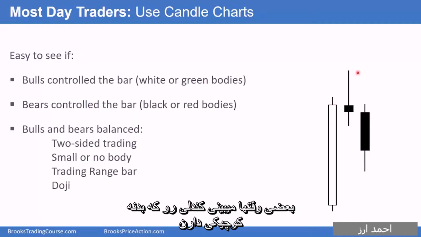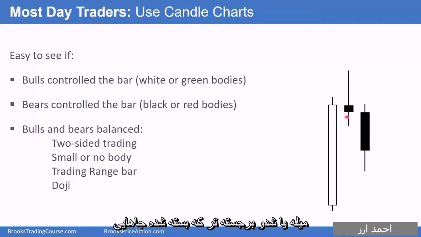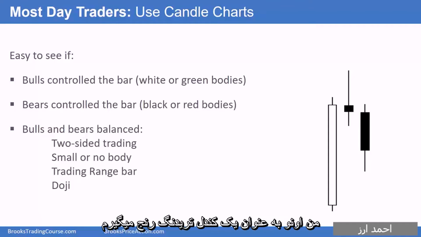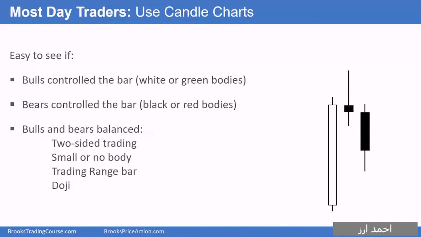Sometimes you get bars like this that have very small bodies, prominent tails below and above, closing somewhere around the open. That is a balanced bar. The bulls and bears were about equally strong, and I view it as a one-bar trading range. There was a lot of two-sided trading, buying and selling. You can call it a trading range bar. I call it a doji bar.